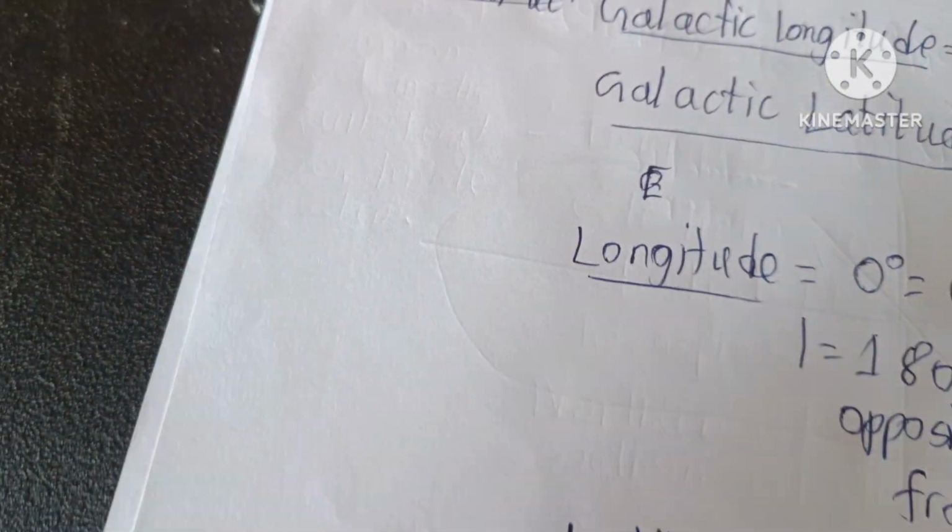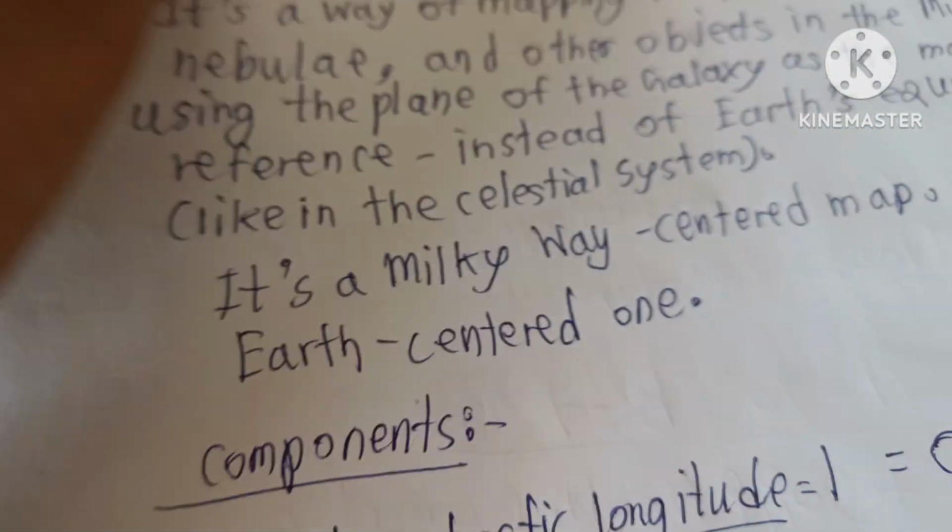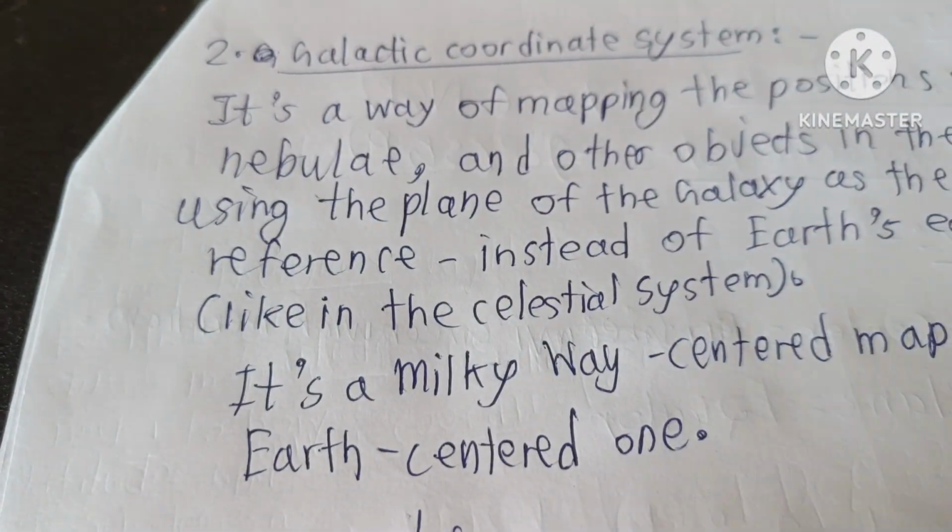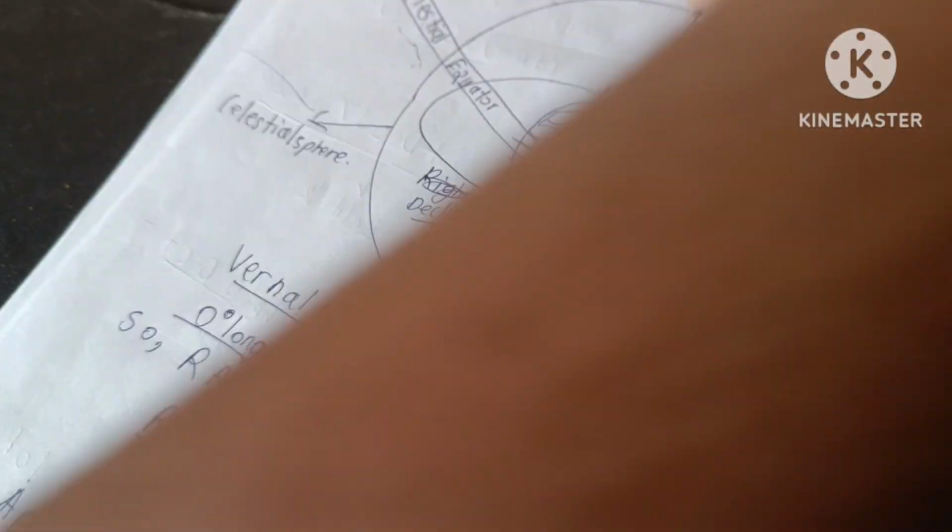So you can now better understand the celestial coordinate system. In the celestial coordinate system, we use Earth as the center of the celestial sphere. This is our celestial sphere, and this is our planet Earth.